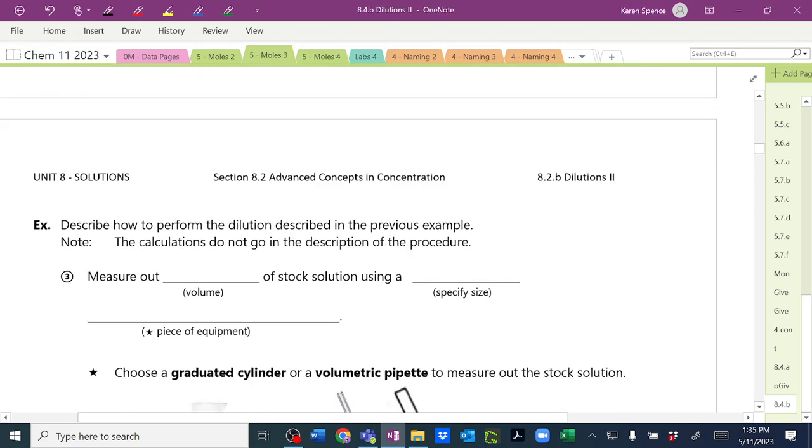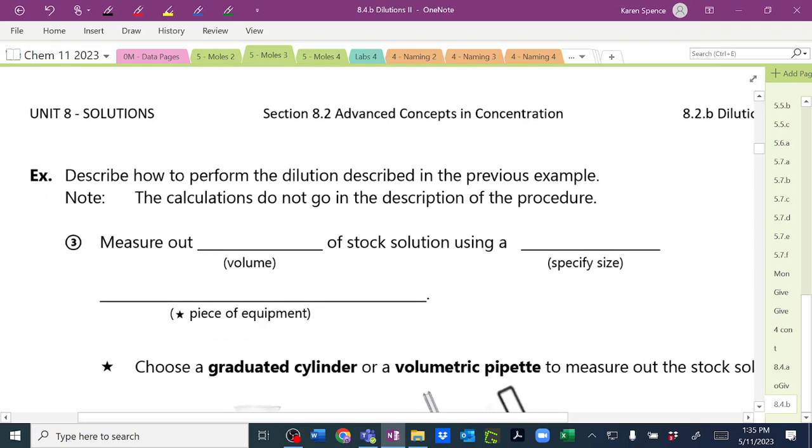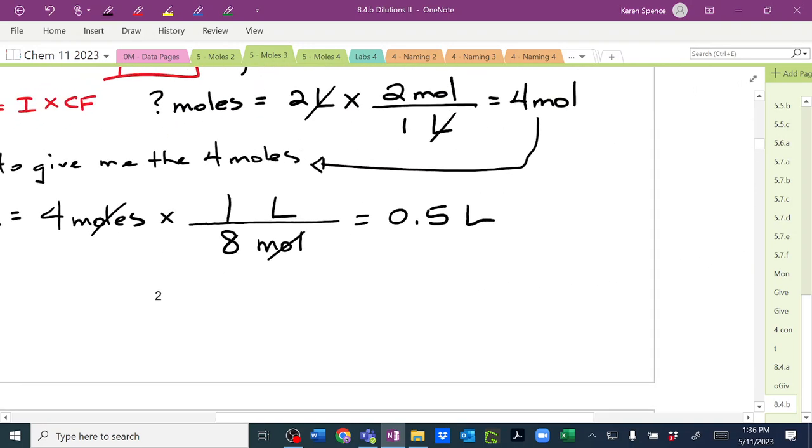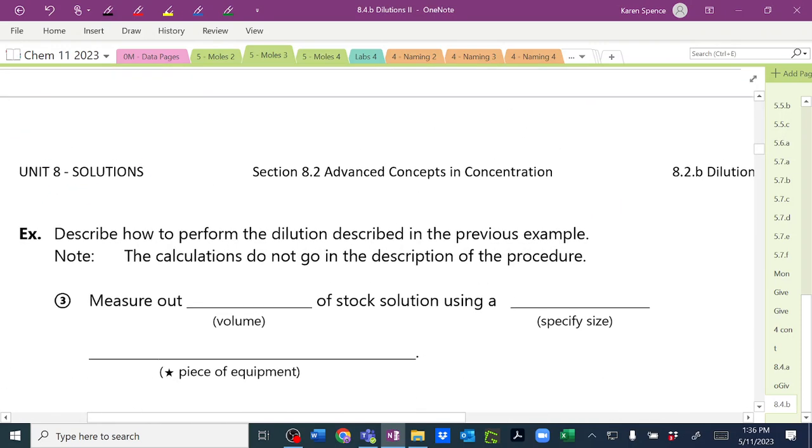Okay, now we're going to describe how to perform this dilution because this will be on Monday's quiz. I've put all kinds of pictures in here, so it should be helpful. How much of the stock solution are we going to measure out? We are going to measure out 0.5 liters.